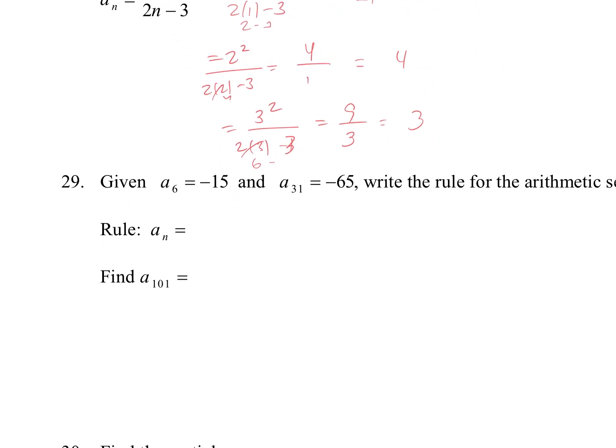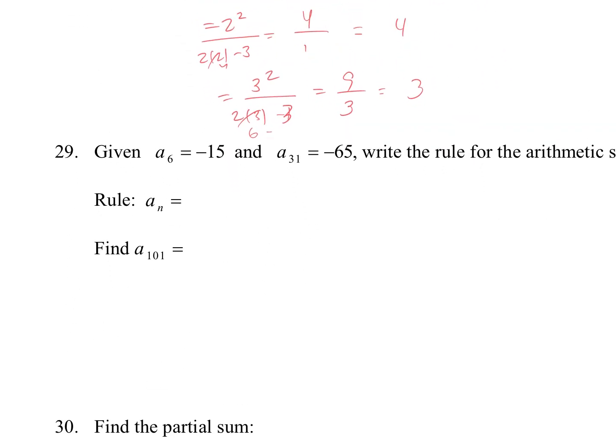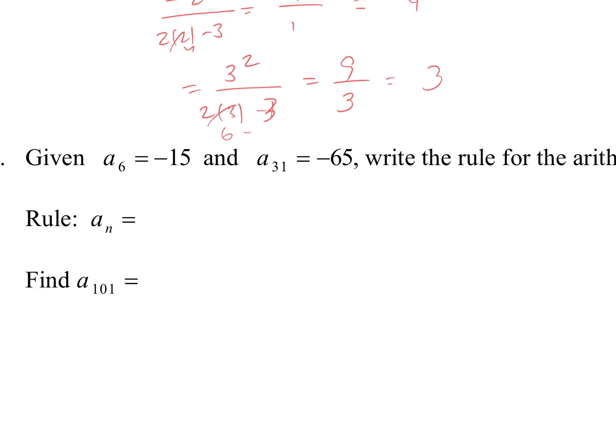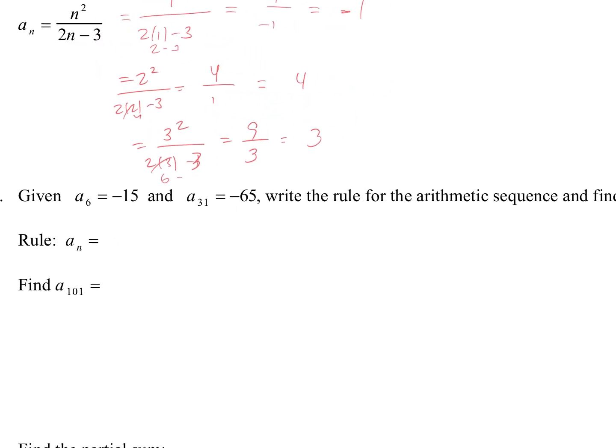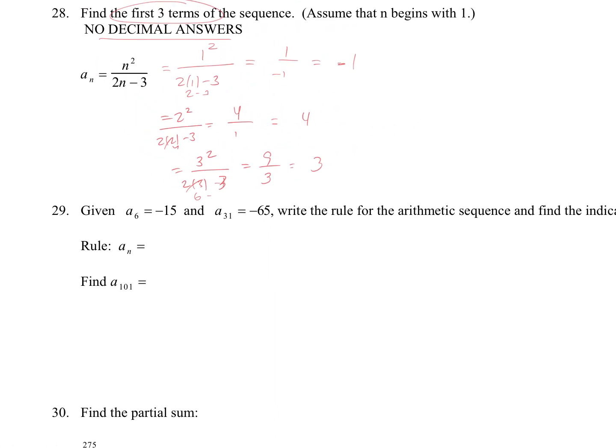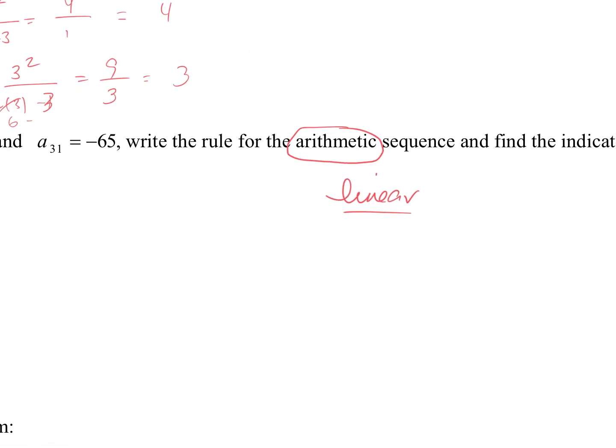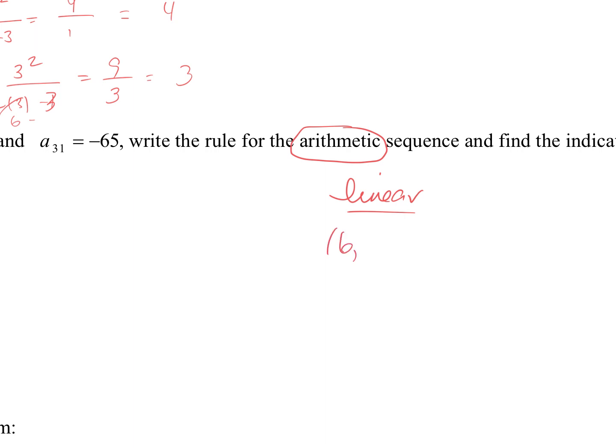All right, this was one just from your quiz and your test. What is important about the wording in this question? What's the number one important thing to read? Arithmetic. That means this is what kind of a function? It's linear. Since it's linear, you can find the slope. That's your common difference.